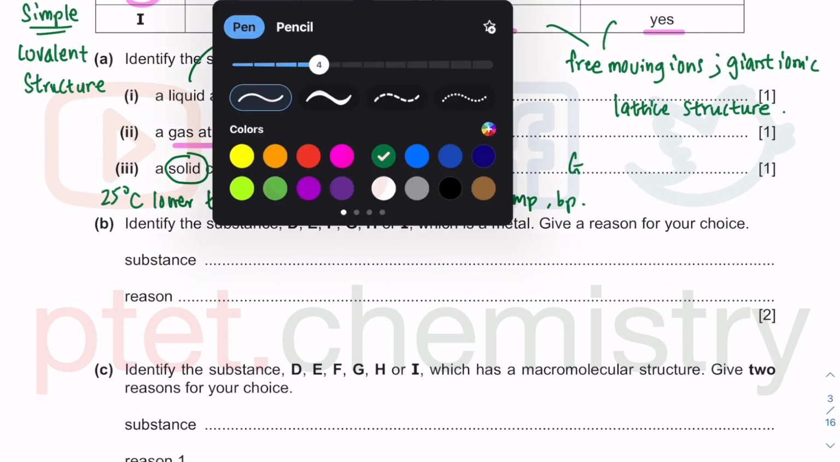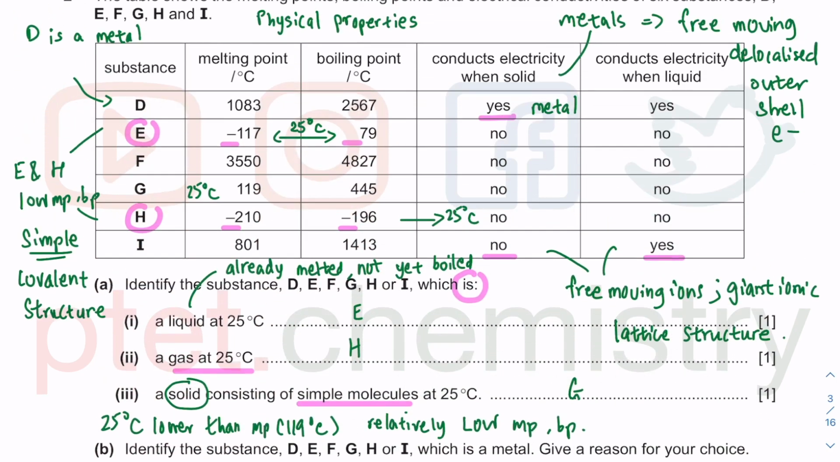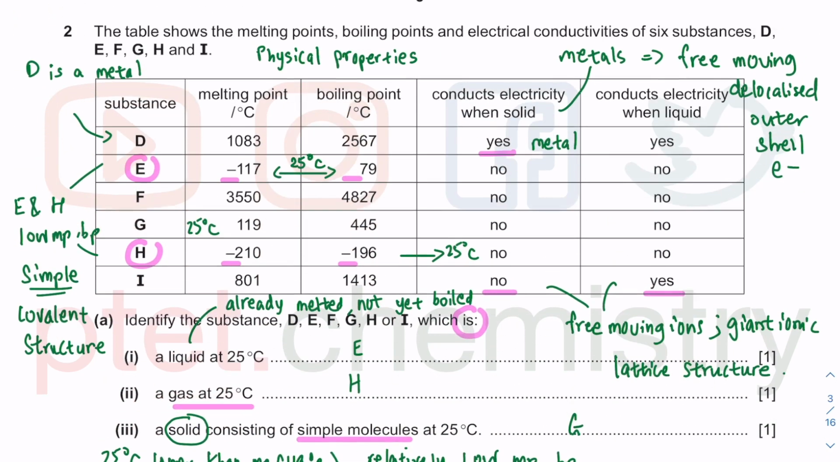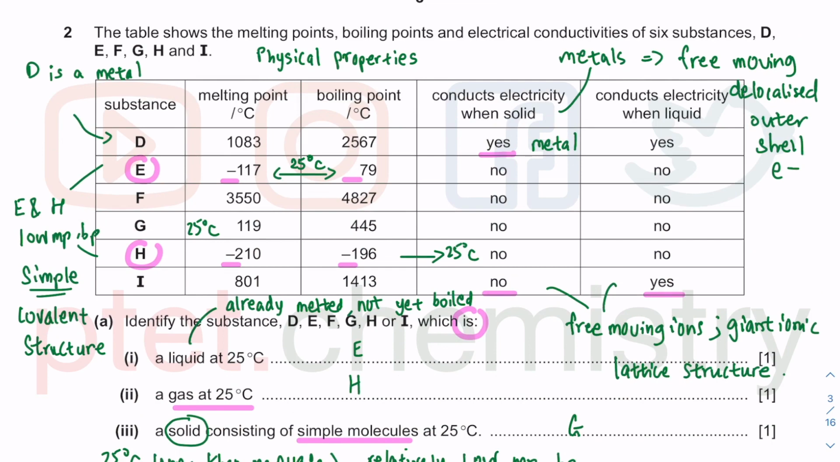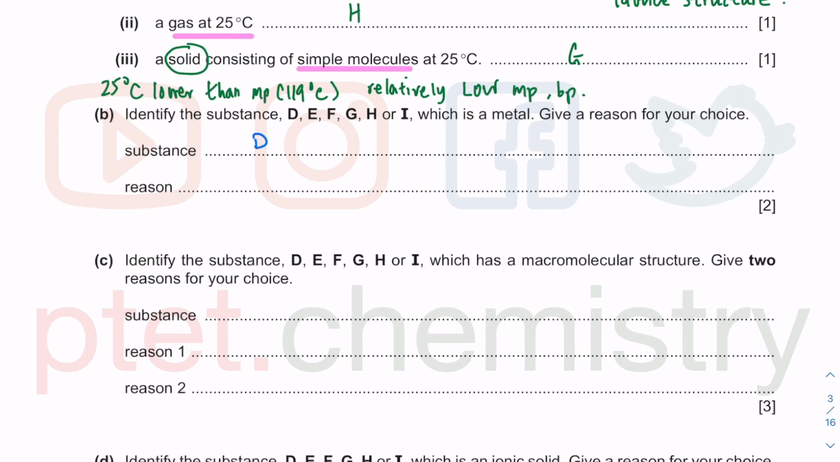Part B, we're looking at which one is a metal. As I mentioned earlier, we look at conductivity when solid, due to the free moving outer shell electrons that have been delocalized. That must be D. The reason being, only D can conduct as a solid.